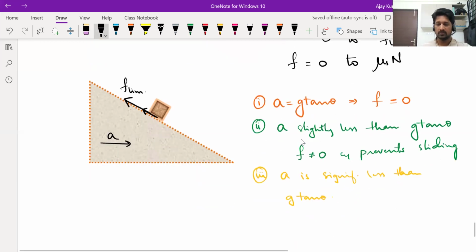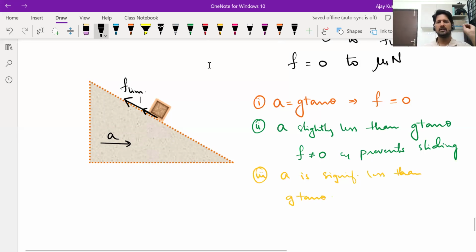Okay. So that is what I'm talking about. As you reduce the acceleration of the wedge, the dependency on friction keeps increasing. And for a certain minimum acceleration of the wedge, maximum full friction will be acting. And if the acceleration of the wedge goes below that, friction won't be enough to prevent sliding. The block will have to slide.